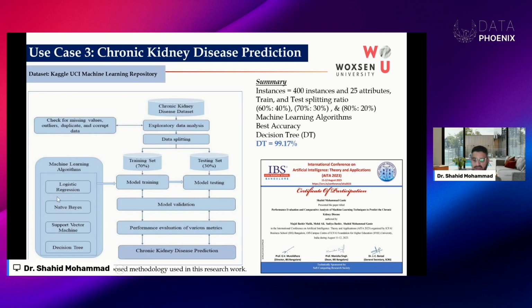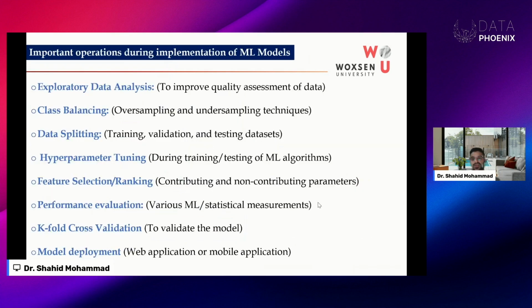As far as all the algorithms are concerned, we achieved better results with the help of the decision tree, with an accuracy of 99.17. This paper we published in an international conference on artificial intelligence theory and application, which was hosted by IBS Bangalore on August 11 and 12, 2023.